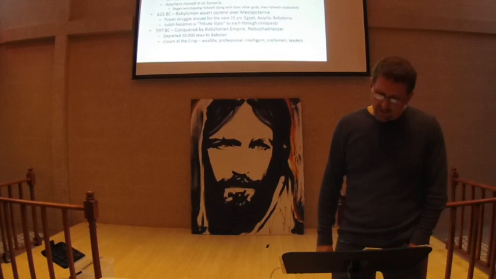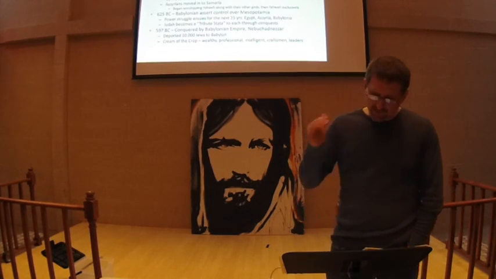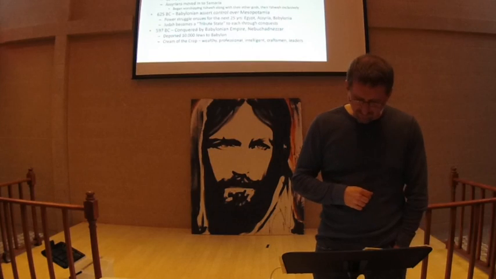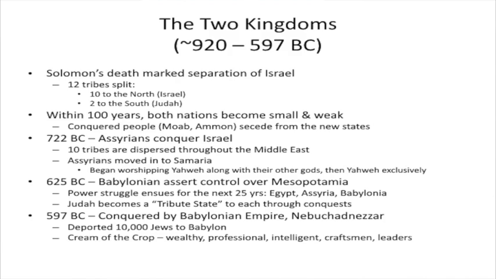So in 920, you have the split, the 12 tribes split. Ten go to the north, two go to the south. Within 100 years, both of them are conquered peoples, and they're weaker than they were when they were united. In 722, the northern kingdom falls first. The northern kingdom falls to the Assyrians, and those 10 tribes are dispersed throughout the Middle East. And the Assyrians actually moved into Samaria, which is the land where the northern kingdom was.